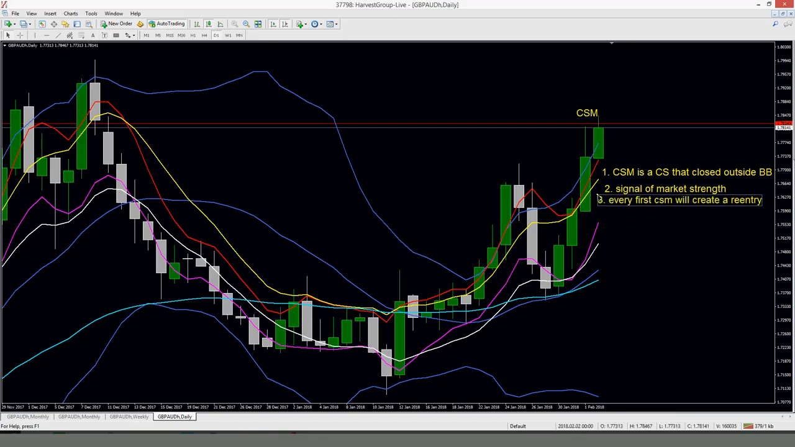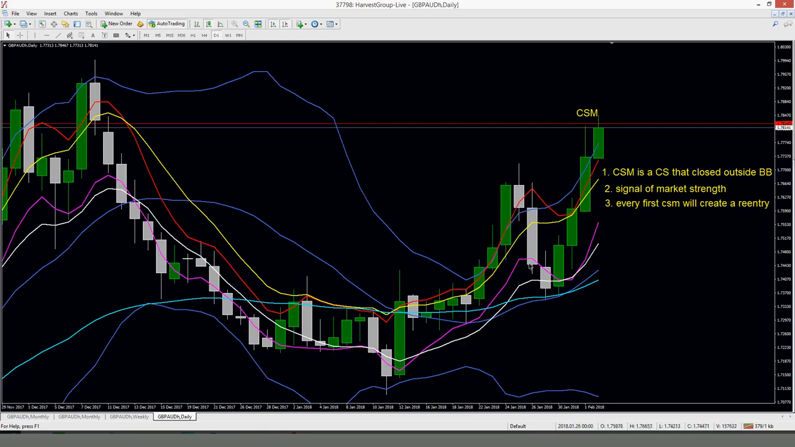What you need to remember is that every first candlestick momentum will create a re-entry. Over here, this is the first candlestick momentum at this particular point. After CSAK, you have a re-entry buy and you have CSM. This CSM goes up for another 3 or 4 candles and then goes back down. So the re-entry for this CSM is actually at the middle BB.